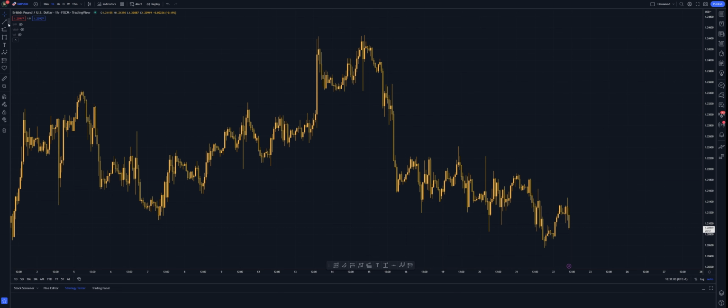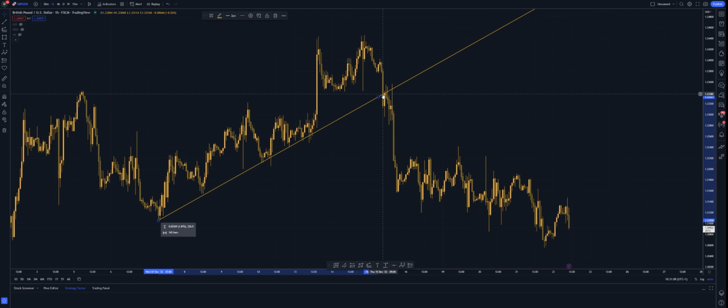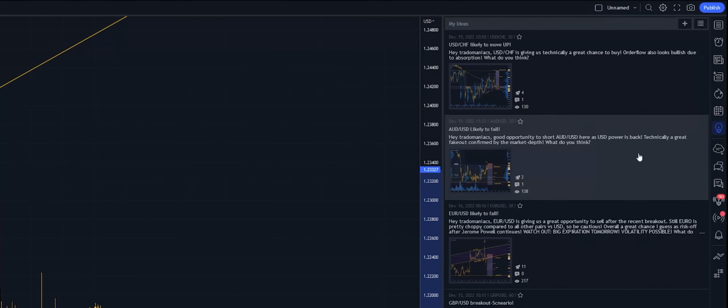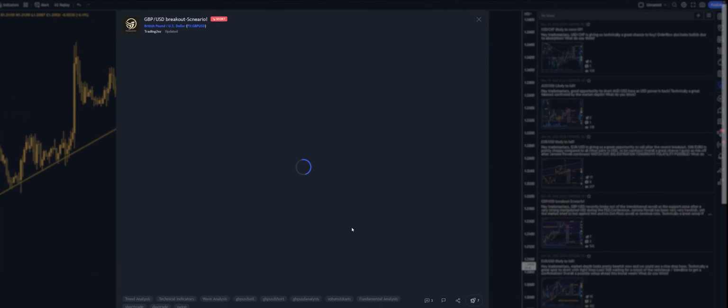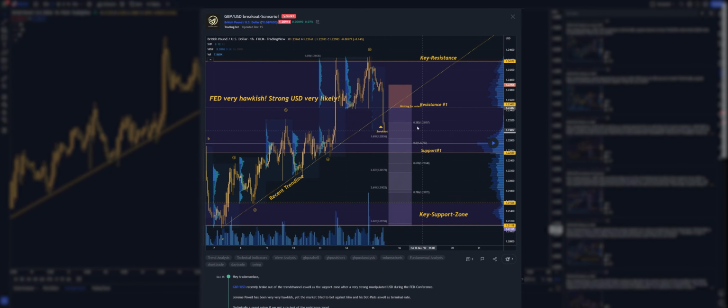So what do we see? We had an uptrend, right? And this uptrend broke right here at this trend line. By the way, if you would like to see this trade from GBP USD, let me know because I posted it on TradingView and traded the setup to the downside.